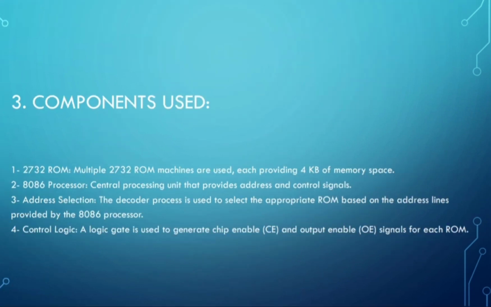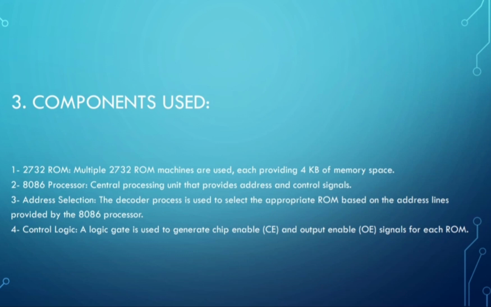The components we will use in this connection are the 2732 ROMs. Multiple ROMs of this type are used, each providing 4 kilobit of memory space. The 8086 processor is the central processing unit that provides address and control signals. Address selection: the decoder is used to select the appropriate ROM based on the address lines provided by the 8086 processor. Control logic: a logic gate is used to generate the chip enable and the output enable signals for each ROM.